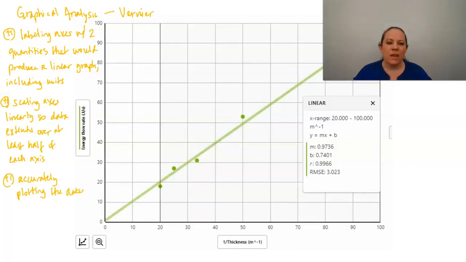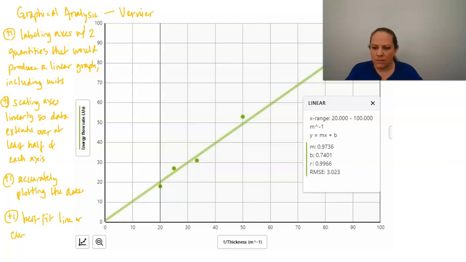And now here is our best fit line. And our fourth point here is for a best fit line or curve, well, curve or line that fits the trend in the data.